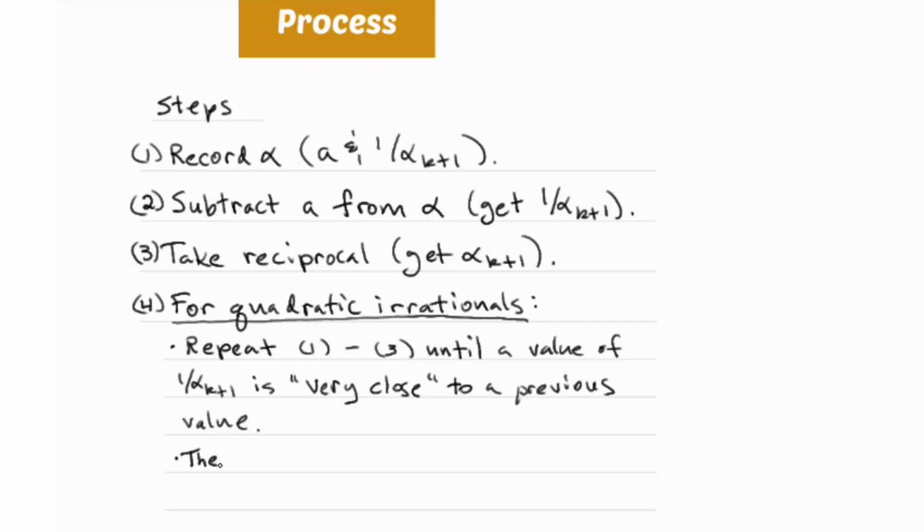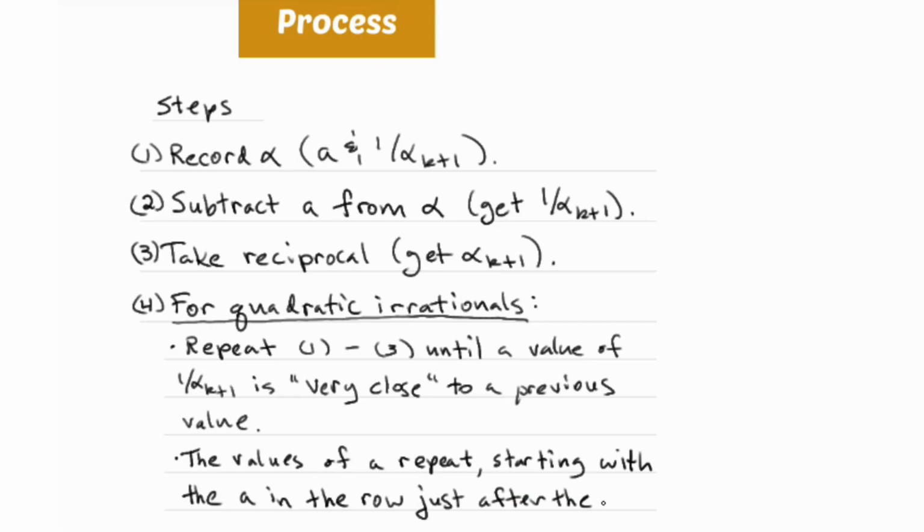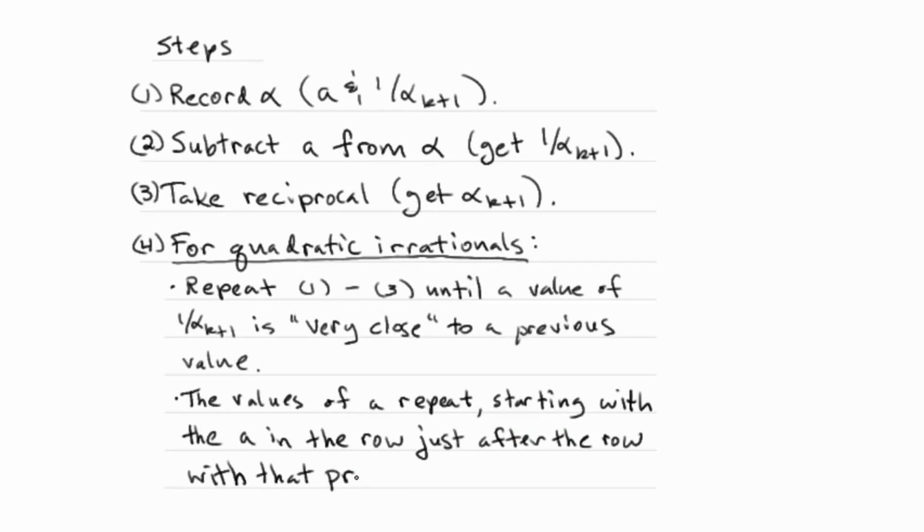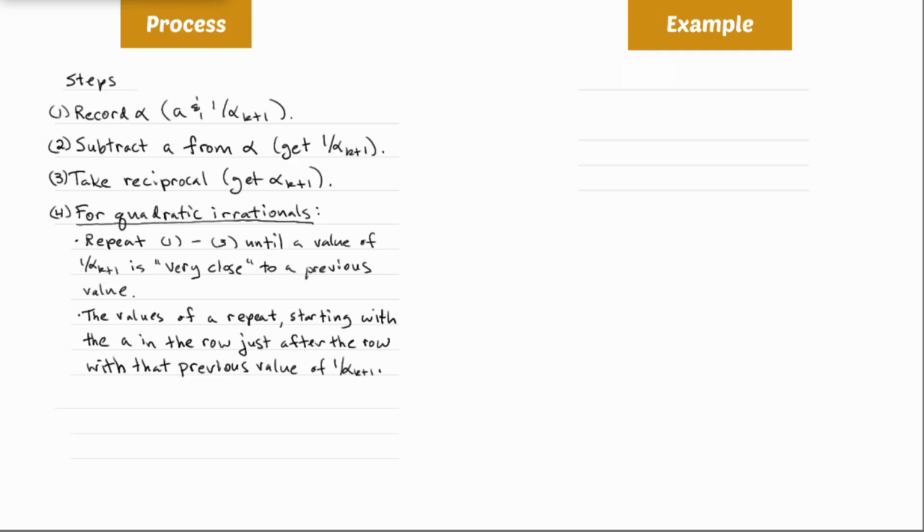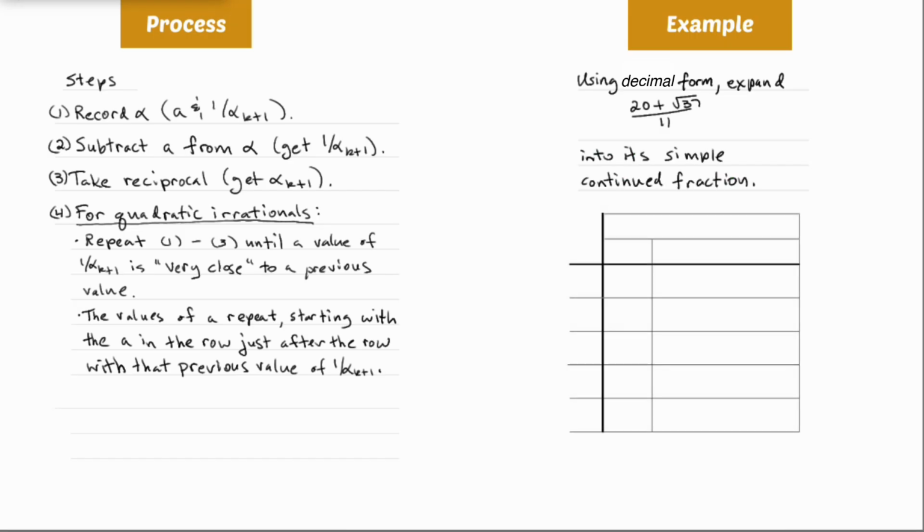The sequence of values of a, which make up the simple continued fraction, will start repeating with the value just after the one with that value of 1 over alpha sub k plus 1. We'll come back to the process, but let's do an example and see how this works. We'll expand the quadratic irrational number (20 plus the square root of 37) over 11 into a simple continued fraction. We'll use a table like we do in other videos.